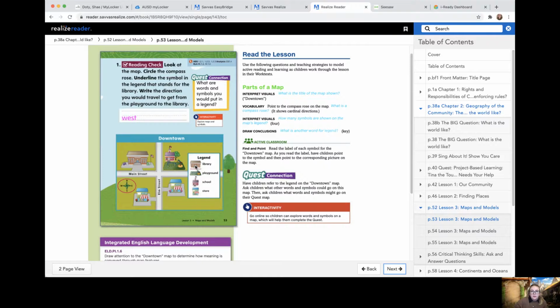And there's a picture right here that matches this picture. This tells us that this is the library. This picture is right here, and it tells us that that's the playground. This picture is right here, and that tells us that that's a school. And these are the same, and those are stores. So that is what the legend tells us. It says, oh, this is on the map, and this is what it is. Okay?